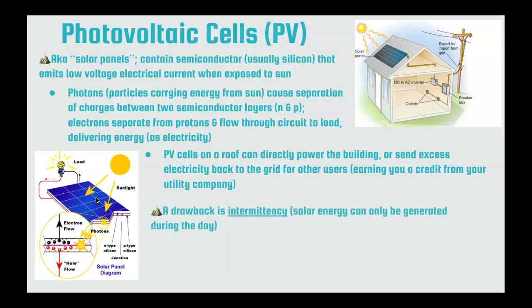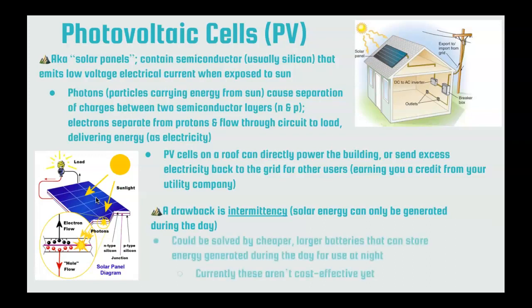One of the drawbacks of solar panels is that they're intermittent, right? The sun's only out during the day. And if it's a really cloudy or a rainy day and the sun is not out, you're going to make minimal amounts of electricity from your solar panels. This intermittency problem can be solved through the use of batteries.